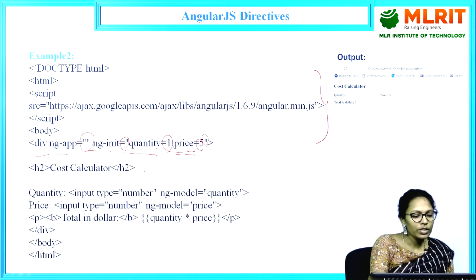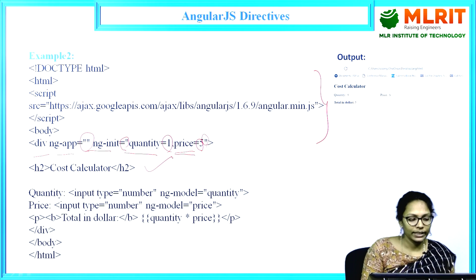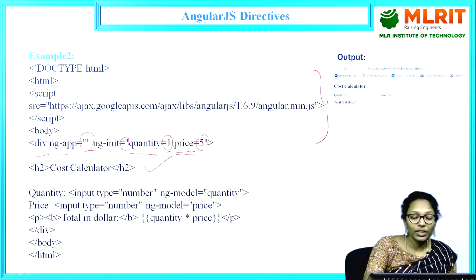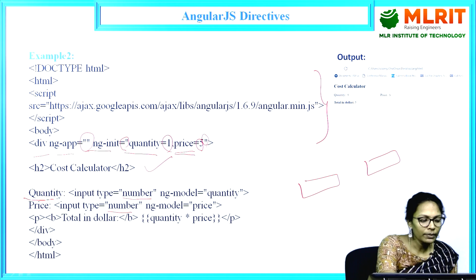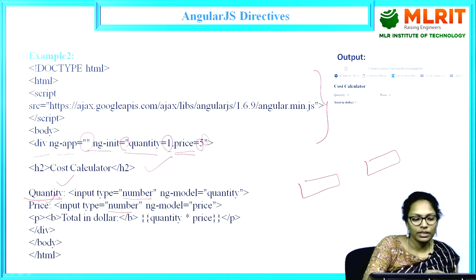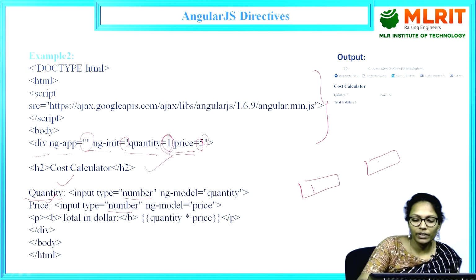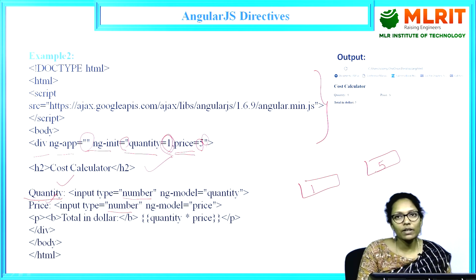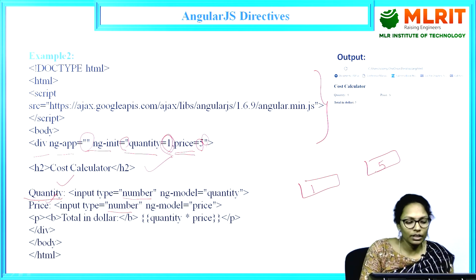Now I am putting a heading here, Cost Calculator. I have two text fields here which are actually number fields, so I am going to create two number fields: one for quantity and the other for price. Initially the quantity I have given as 1 and the price I have given as 5. These are the initial values, and by default they will display in the page.